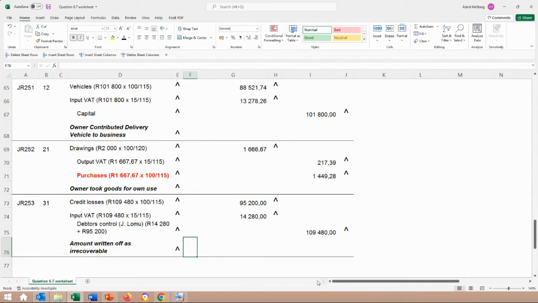Okay. So the amount that we've calculated is what goes to debtors control to make the debtors control balance 0, and that is the amount inclusive of VAT. And then our credit losses would be the amount excluding VAT, and we would be able to claim input VAT.